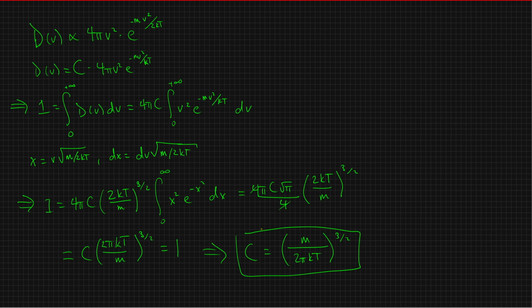Now we can finish this up. We wrote the proportionality before, now we have the full statement. We can write equality, because we've determined what c has to be. It's going to be (m over 2πkT) to the 3/2 times the degeneracy factor 4πv² times the Boltzmann factor e^(-mv²/2kT). And this is precisely what we call the Maxwell distribution.